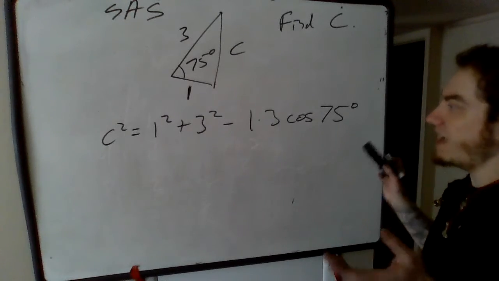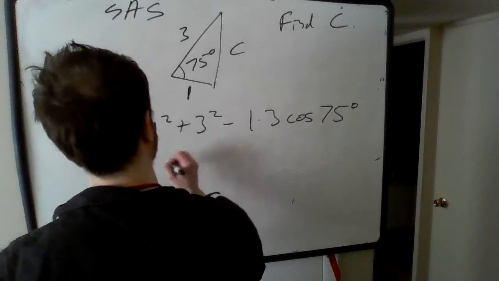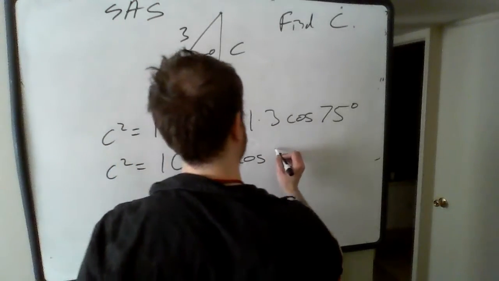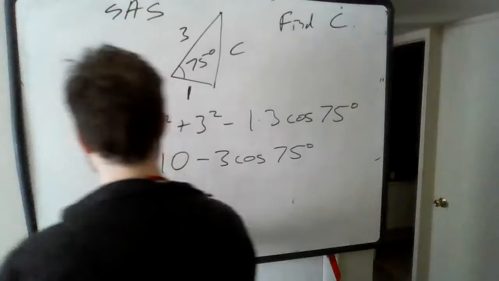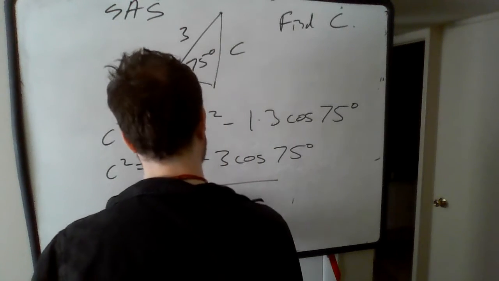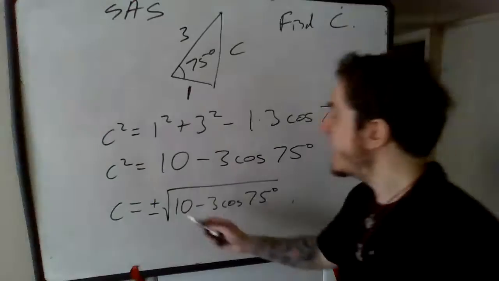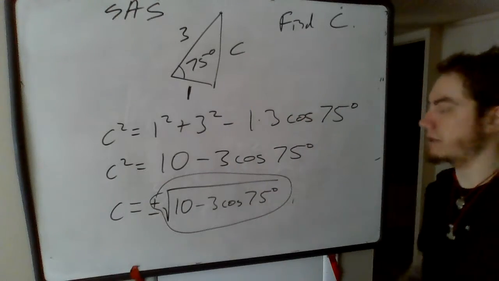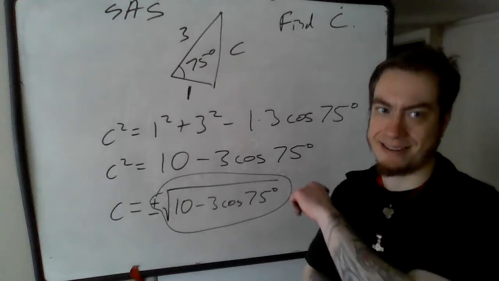And at this point, everything is actually very, very simple for me. I just get that C squared is equal to 10 minus 3 cosine 75 degrees. That tells me that C is equal to plus or minus the square root of 10 minus 3 cosine 75 degrees. And I want to take the positive root because this is supposed to be a length. It therefore should not be negative. Shouldn't have negative lengths. That doesn't make any sense.